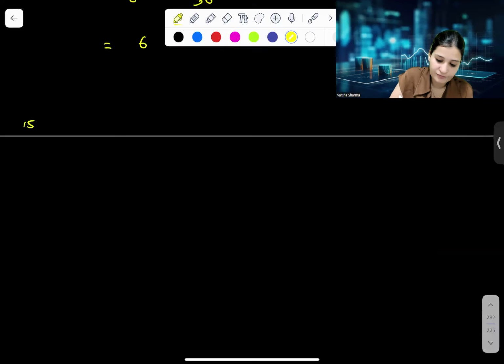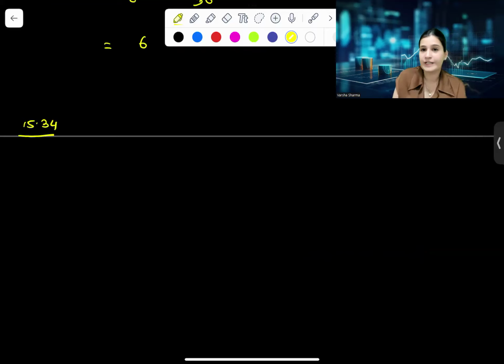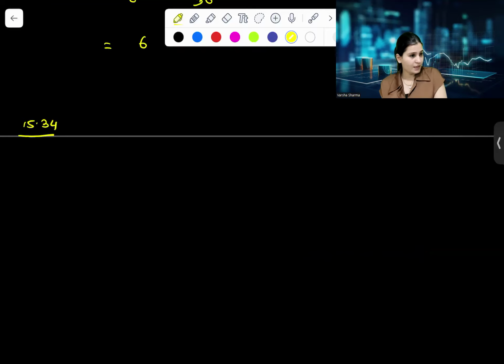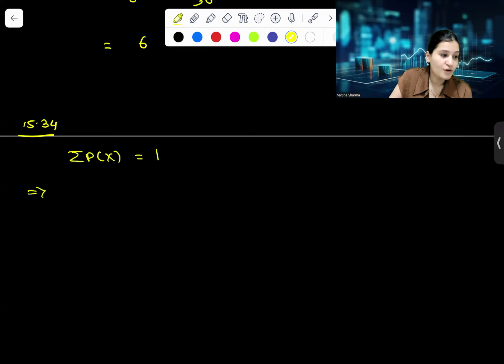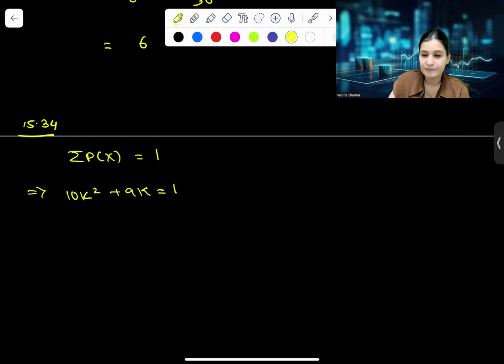15.34 is a very common question. Read. A random variable x has the following distribution. But in the distribution, they have given us k. What do we know about the conditions the distribution has to satisfy? The sum of the probabilities has to be 1. So if you add all the probabilities, how much will you get? 10k square plus 9k equals 1.